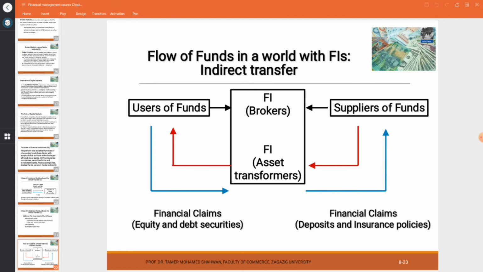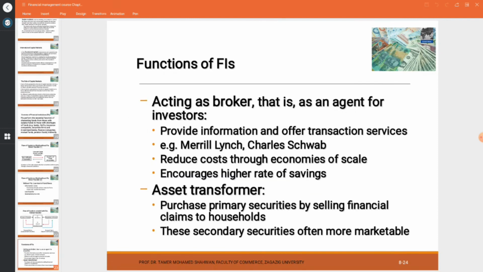What are the secondary securities? Secondary securities are certain types of financial claims, claims in the shape of deposits and insurance policies. So the insurance policies issued by the insurance company can be considered as a secondary security. It has been found that secondary securities are more marketable than the primary security. By the end of this part, you must understand what the role of the financial institutions is and why financial institutions are so important in the market.